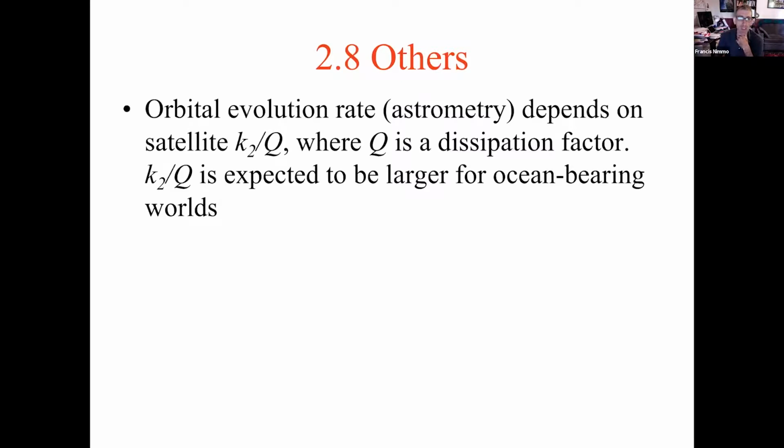And then there are some more outlandish ideas. One is that you can use astrometry, which is the rate at which the orbit of the satellite is evolving. One of the things that orbital evolution rate cares about is the satellite's K2 and also its Q. Q is a dissipation factor that I'll talk about in a minute. But the main point is that if you have an ocean, you expect more dissipation and more tidal deformation. And so qualitatively, you expect a larger K2 on Q if there's an ocean.